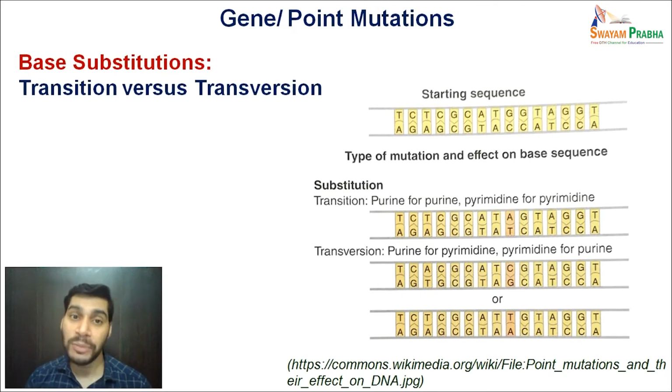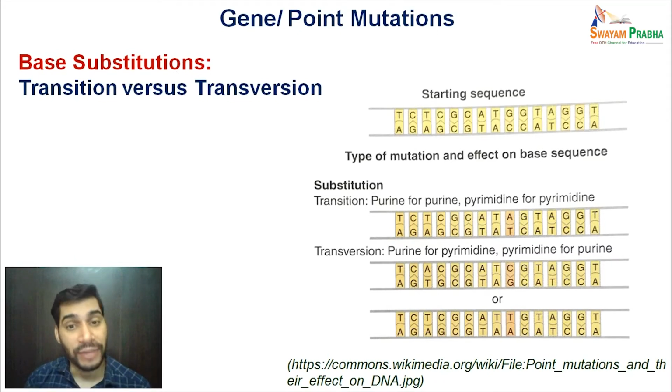Let's talk about the types of these mutations. The first category is called base substitution, where one base is substituted by another base. There are two different possibilities which can occur in base substitution, which include the transition and the transversion. Let us say this is the starting sequence, a DNA structure. Based on whether a purine is replaced by another purine, or a pyrimidine is replaced by another pyrimidine, or vice versa, there can be transition or transversion.